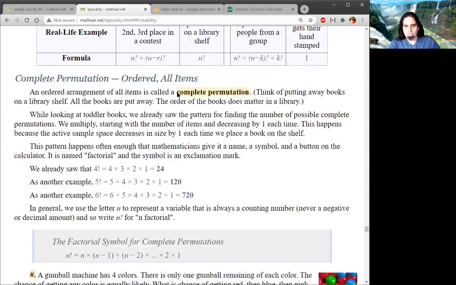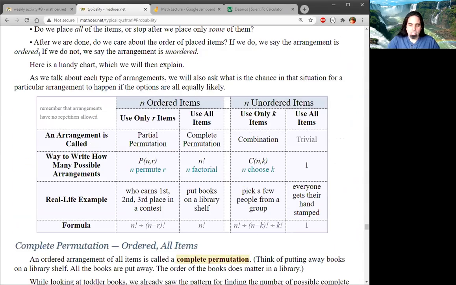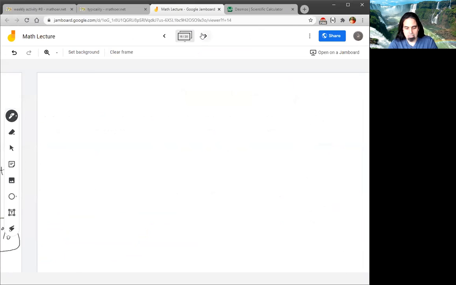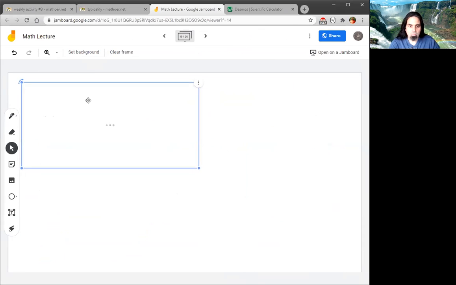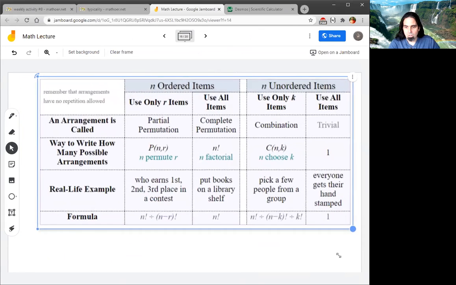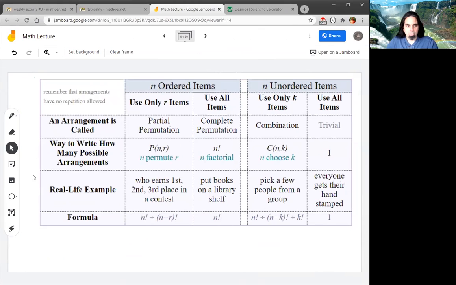Going back up to the top, this table, we have now seen, let me put this actually on the Jamboard so I can highlight on it better. What happens if your arrangement has n things and the order matters, but you use all of them? That was the complete permutation. There were n factorial possible ways. It was like putting books on the library shelf. You have to put all the books away.